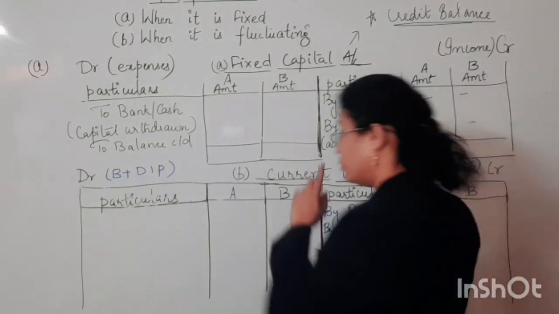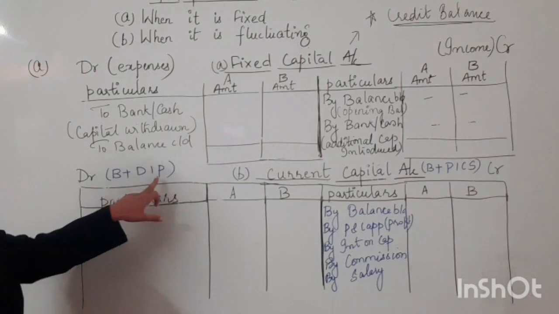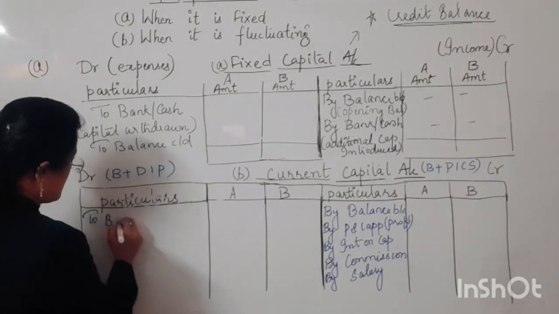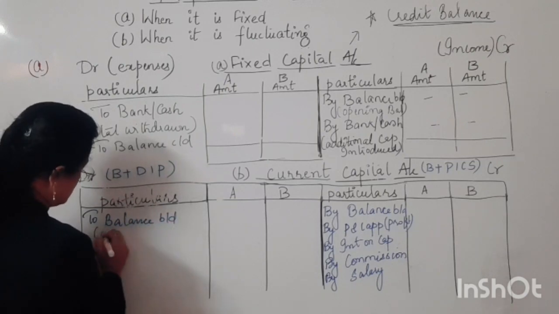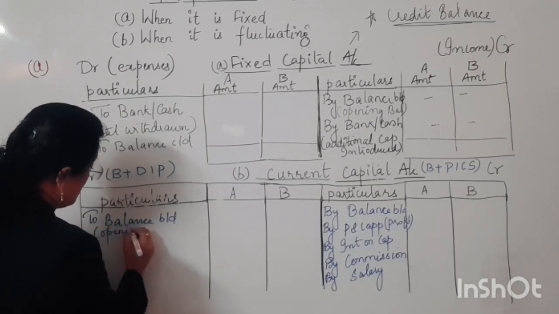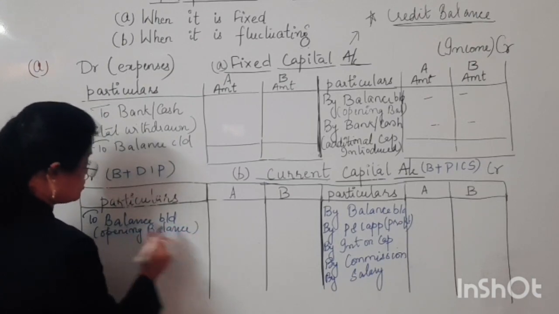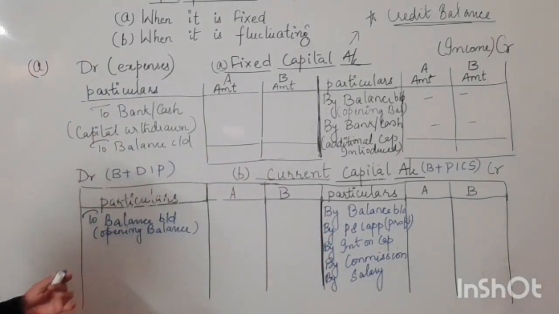Okay children, now in case of a debit side, we can use this acronym B plus D. B stands for what? That is balance brought down. Again, this is an opening balance. Now the question may arise in your mind, this is also an opening balance, this is also an opening balance, so what does this opening balance basically stand for?